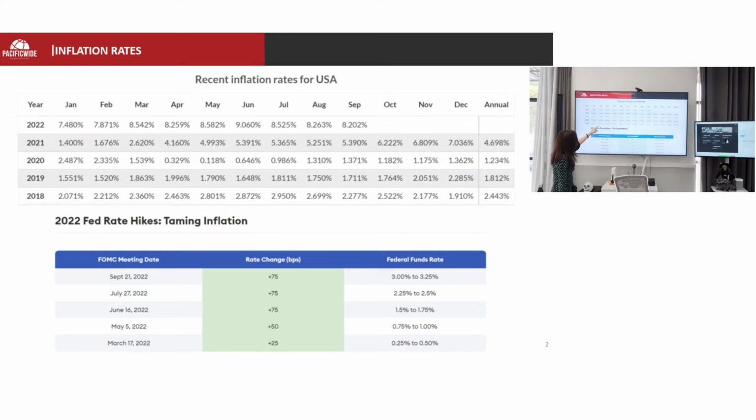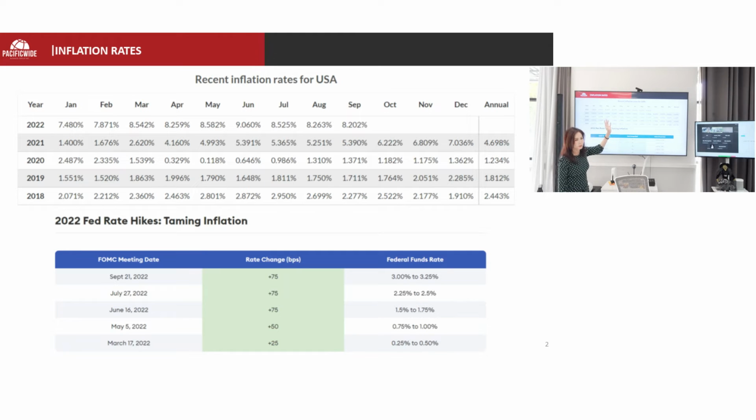And look at the inflation rate up there. In June of 2022, after they increased the federal fund rate to 1%, the inflation rate was still going up, over 9%. When the inflation rate keeps going up, you know what happened? People keep buying. People keep spending. Because people keep spending, the inflation rate keeps going up.